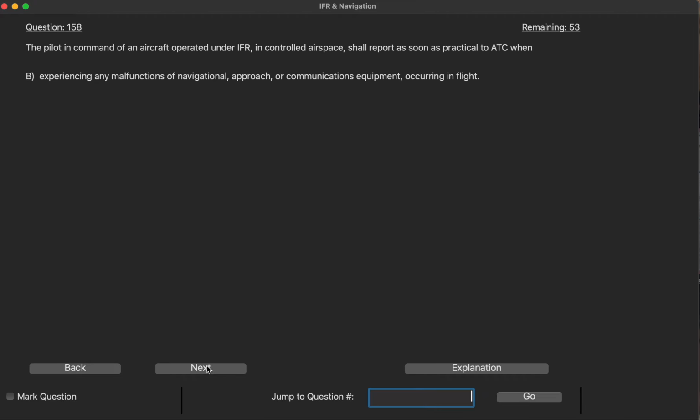The pilot in command of an aircraft operated under IFR in controlled airspace shall report as soon as practicable to ATC when experiencing any malfunctions of navigational, approach, or communications equipment occurring in flight.